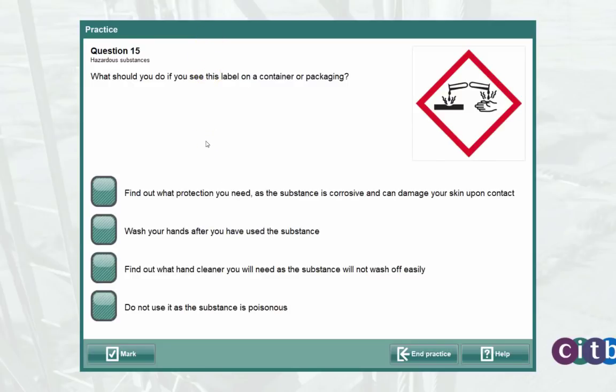What should you do if you see this label on a container or packaging? Find out what protection you need, as the substance is corrosive and can damage your skin upon contact. Wash your hands after you have used the substance. Find out what hand cleaner you will need, as the substance will not wash off easily. Do not use it, as the substance is poisonous.